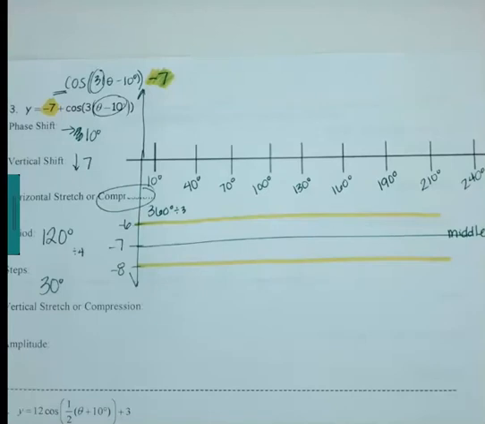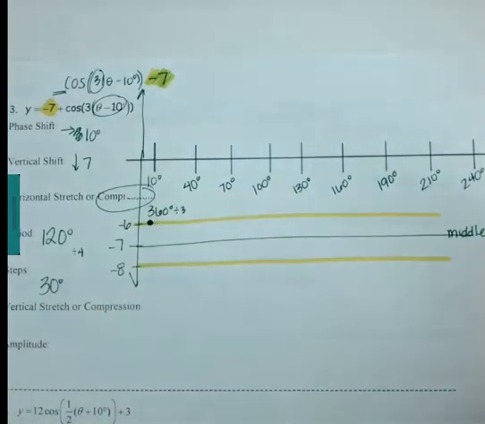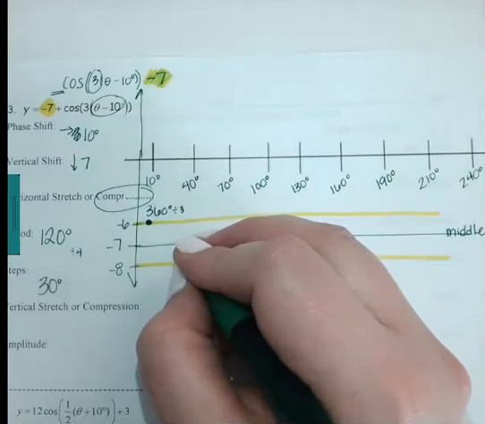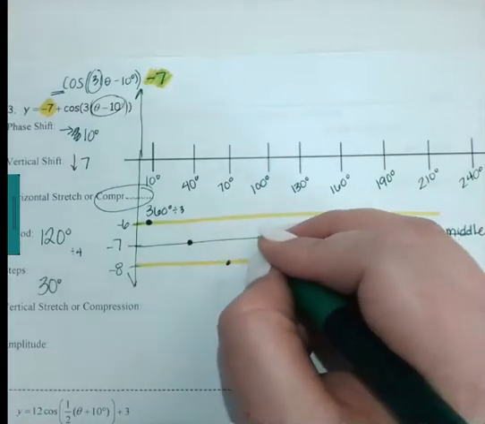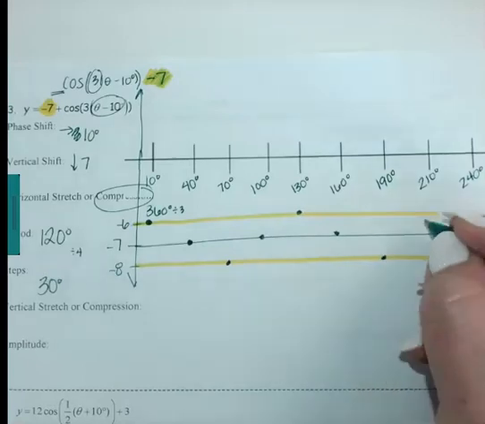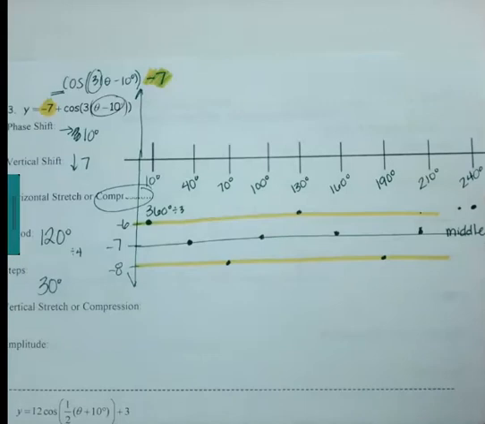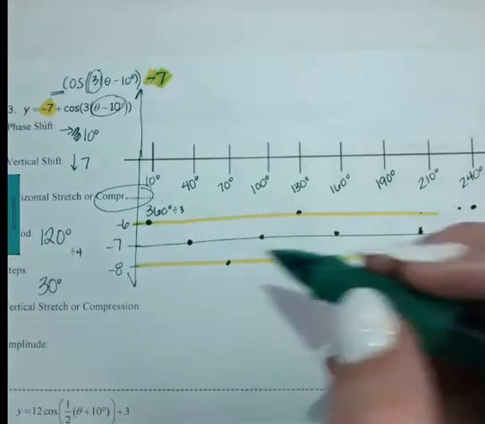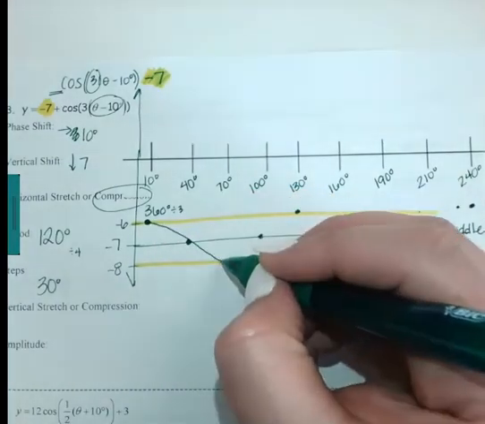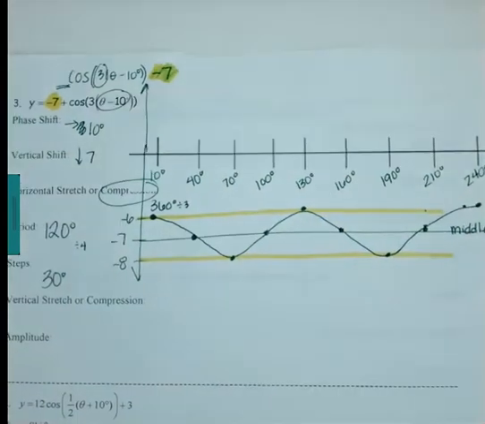This is a cosine graph, so it starts high at the top. So at 10 degrees, I'm at the top. At 40 degrees, I'm at the middle. 70, I'm at the bottom. Okay, and then you're just following that same process each time. And then you're drawing your graph. Like that.